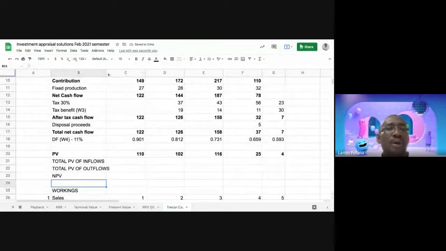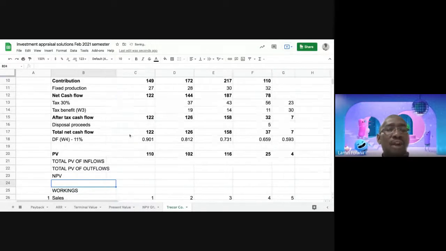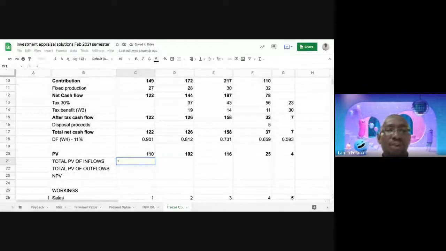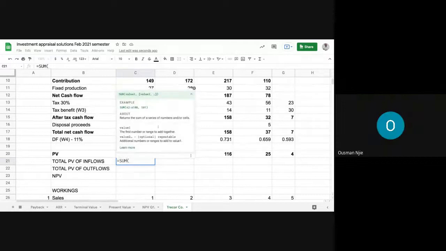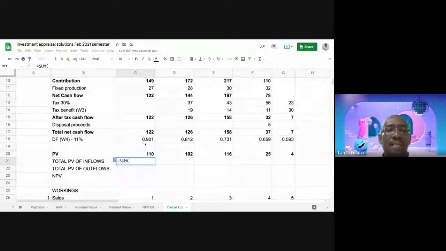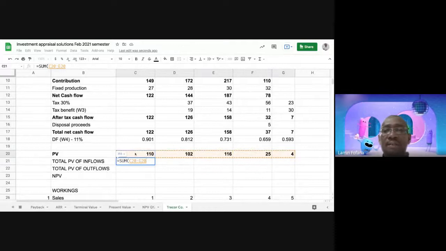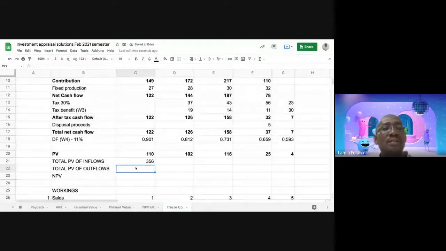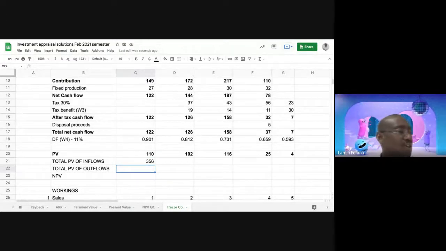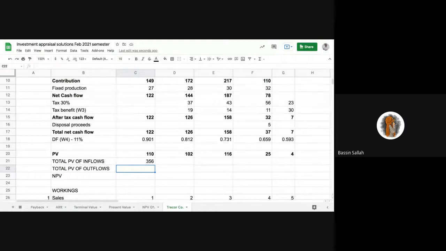Okay. So our total PV of inflows will be a sum of all this, isn't it? Yes. So that's all this. We add all of them. And what about the total present value of our outflows? It's only one, isn't it? How much is it? Yes, it's 250,000.